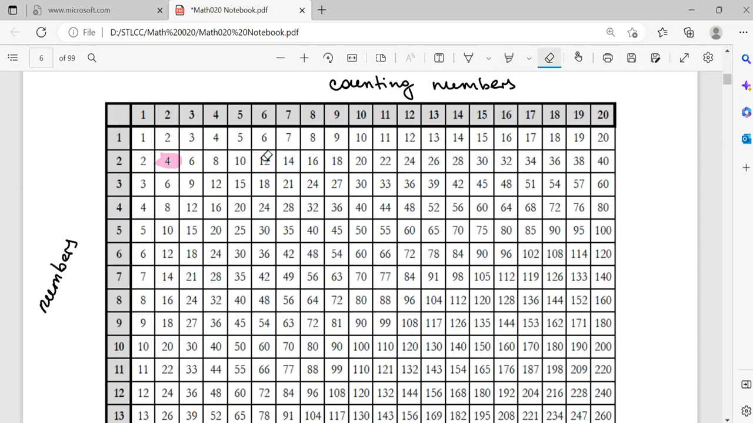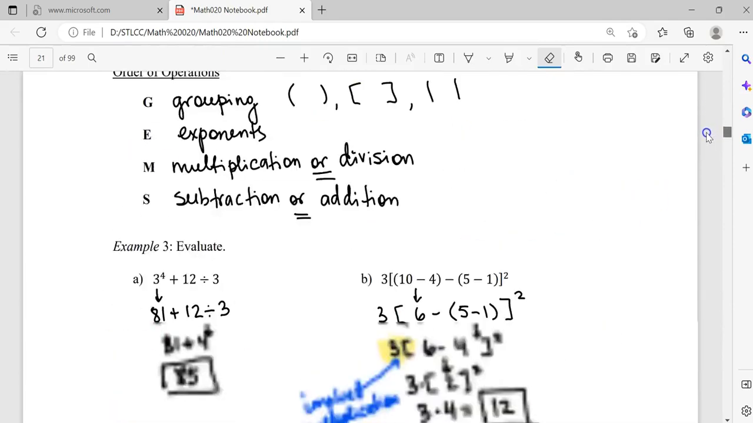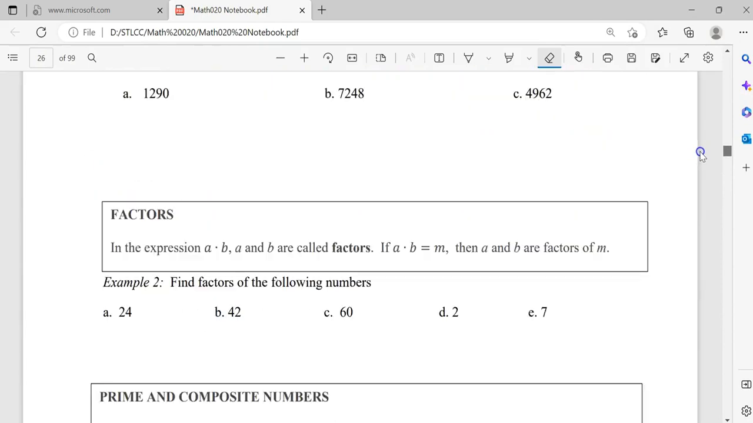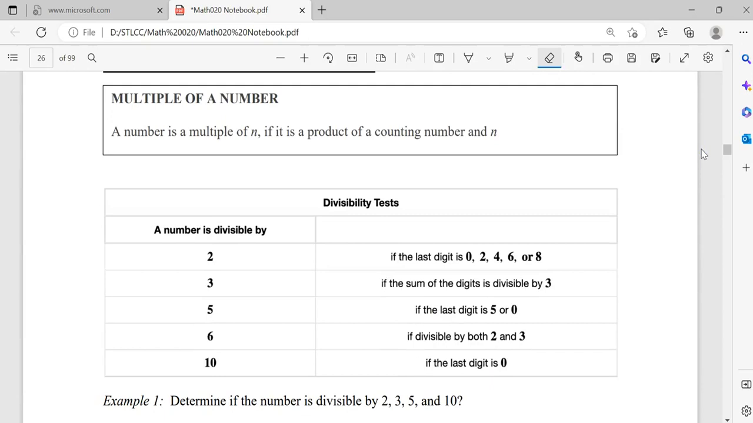Okay. So let me go ahead and fix that because I don't need this anymore. All right, and let's go back to our section. Whole numbers. Here we are. All right, so multiple of a number.